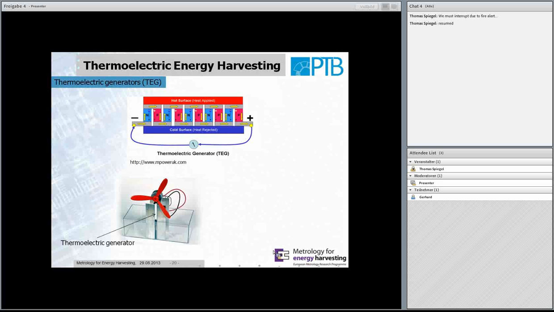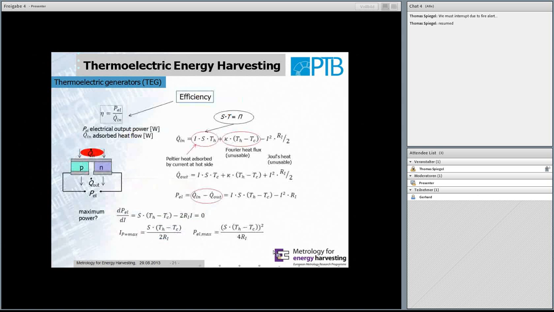Maybe we come shortly to thermoelectric generators. The efficiency of thermoelectric generators depends not only on the figure of merit of the used materials, but also on the temperature difference. The larger the temperature difference, the higher the efficiency.